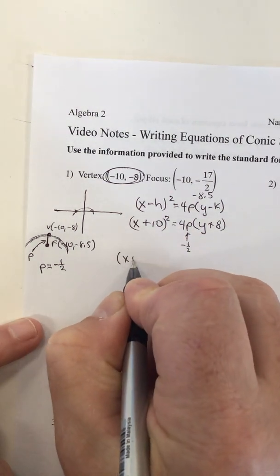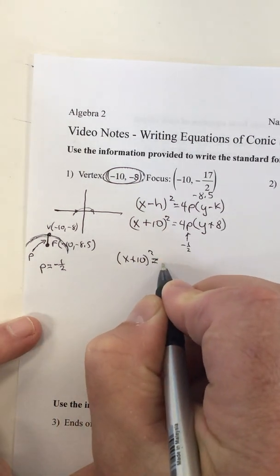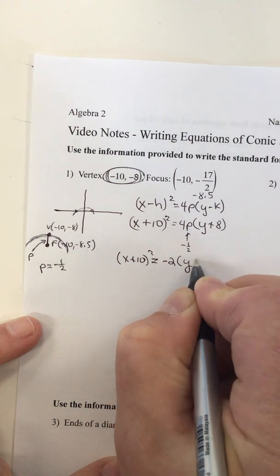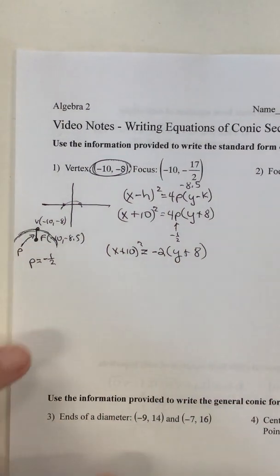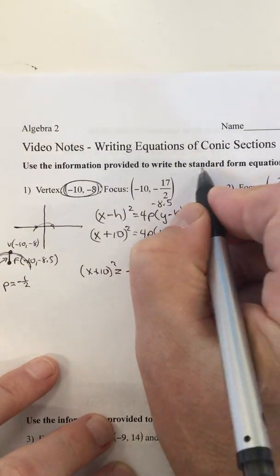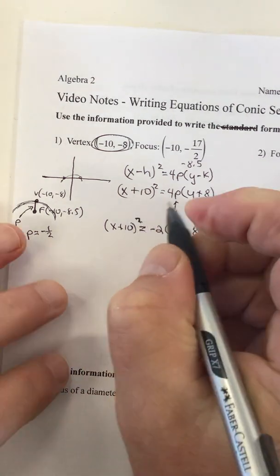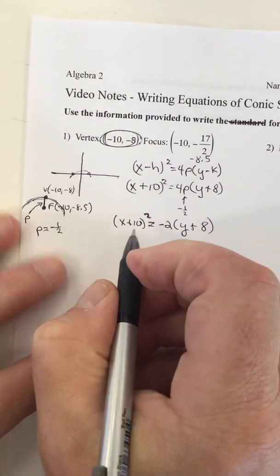So now we have (x plus 10) all squared equals 4 times -1/2, which is -2, (y plus 8). That's the standard form. It's not supposed to stay standard form up here. It's supposed to say general form. And general form is this thing all multiplied out. So let's go ahead and multiply this out.